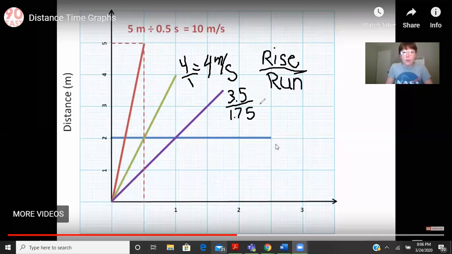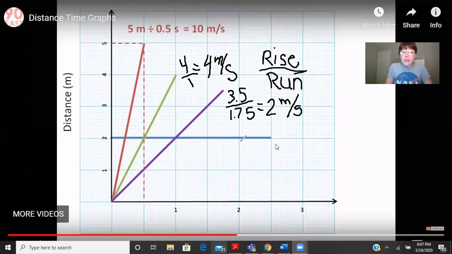0.5 divided by 1.75 is 2. So my speed is 2 meters per second. That means I'm running 2 meters for every second. Now this one's a little bit trickier.